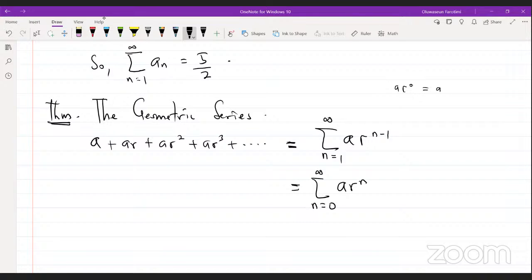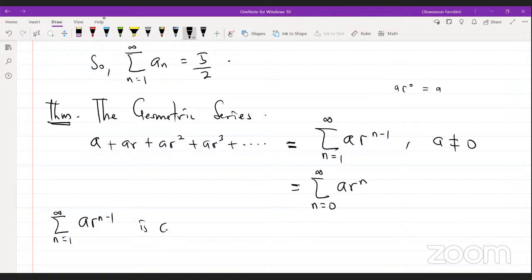When you start your n from 1, you have ar to the power of n minus 1. I mean, sorry about that. And then when you start from 0, your power is just n. So both are actually the same. I need to mention that for this series, n from 1 to infinity, ar^(n-1), I need to put a caveat here that your a is non-zero.